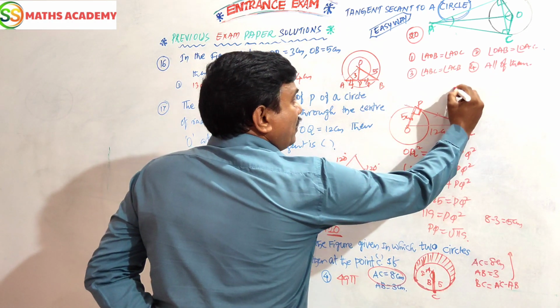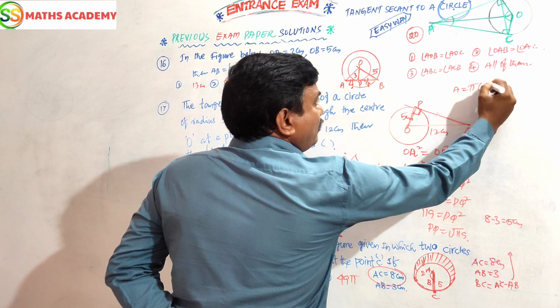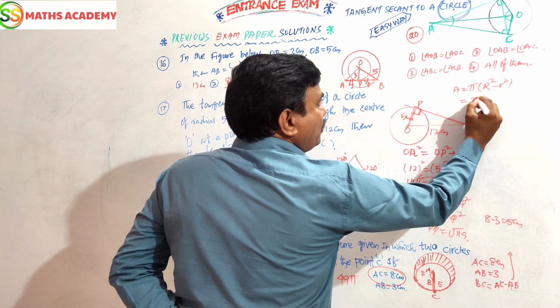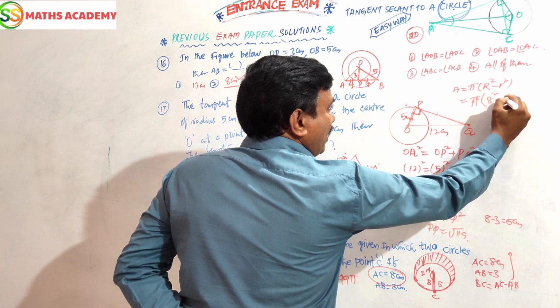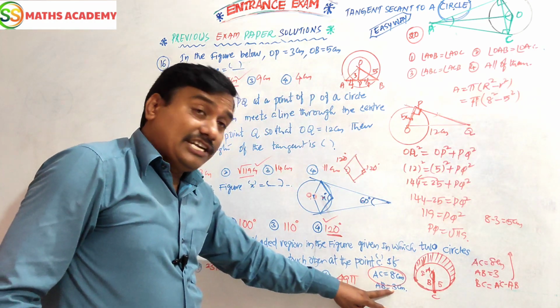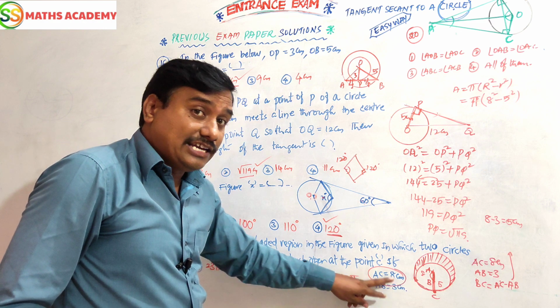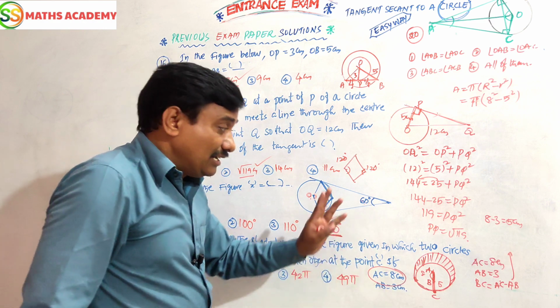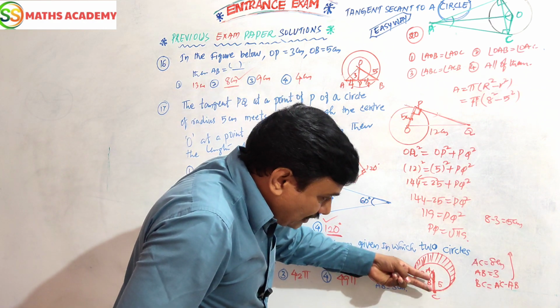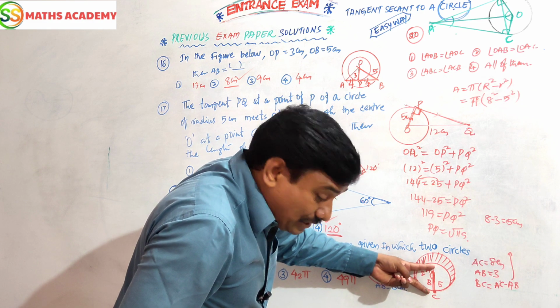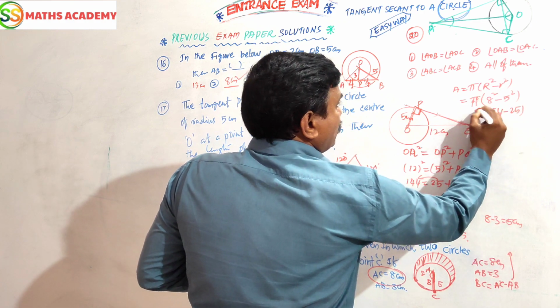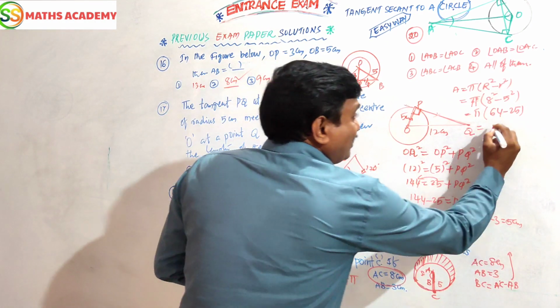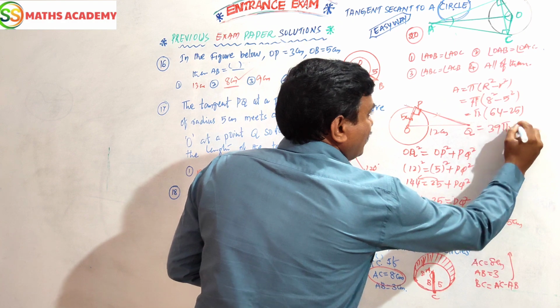So what is the ring formula? Area is pi times capital R square minus small r square. Capital R is 8 square, small r is 5 square. Don't take small r as 3. Don't take small r as 3, 8 square minus 3 square. Don't take it. This is 5. This is total 8, this is 5. Small radius, big radius. So it's 64 minus 25, so 39 pi. This is the answer.